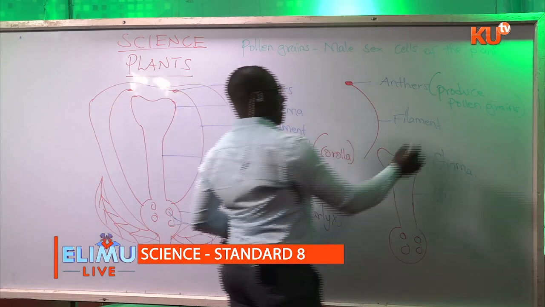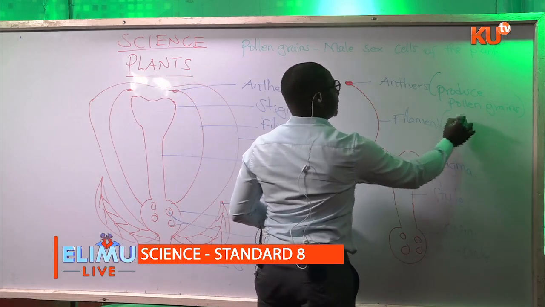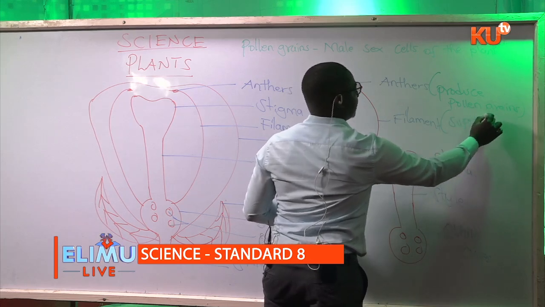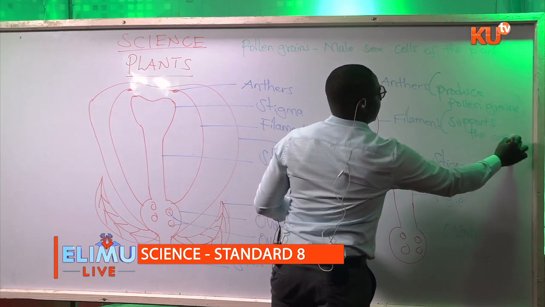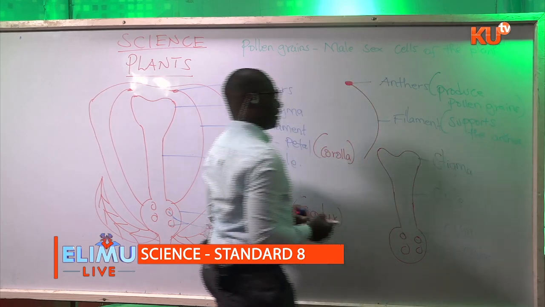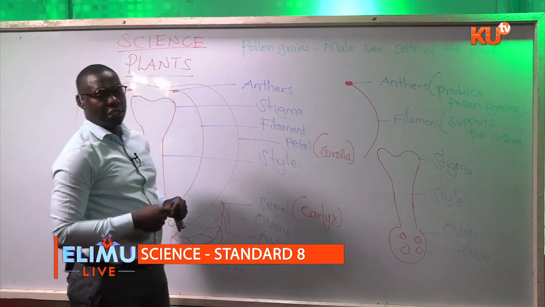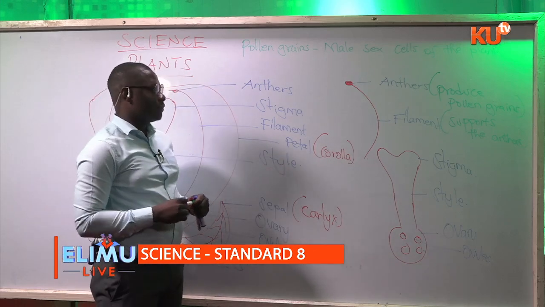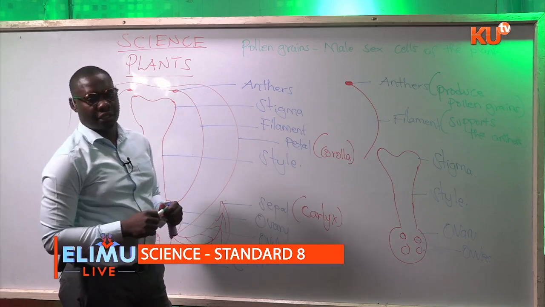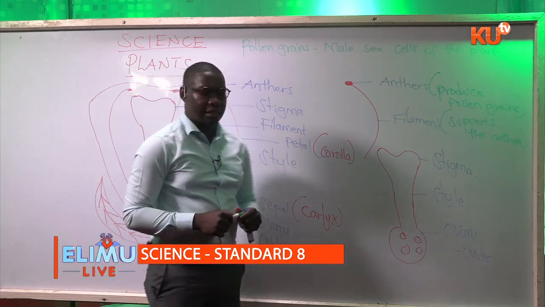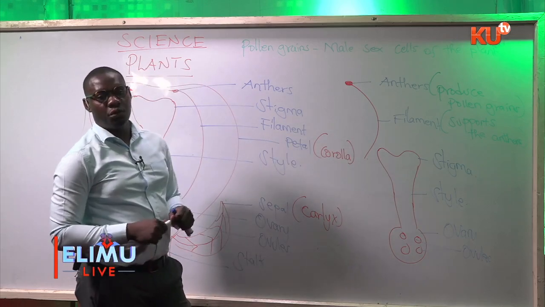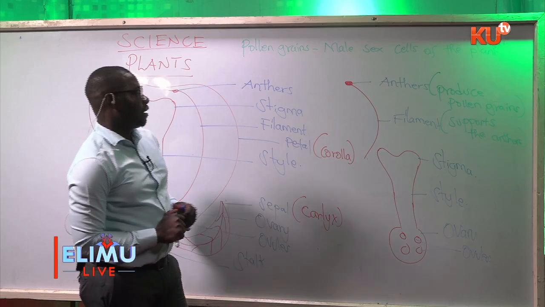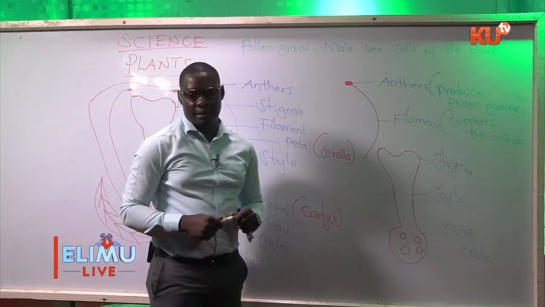The filament supports the anthers. It's the one that puts the anthers into position for them to produce the pollen grains. So the work of the filament is to support the anthers. So those are the two parts that form the male parts of the flower.